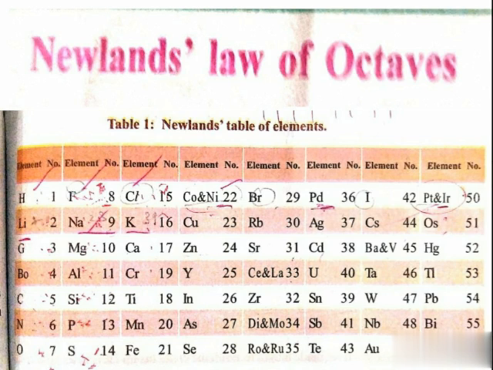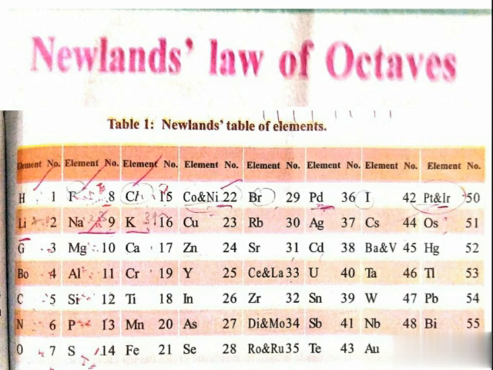Once you see Newland's first horizontal row, here are cobalt, nickel, platinum, palladium and iridium. These have different properties when we compare them with the halogens in the same row: fluorine, chlorine, bromine.